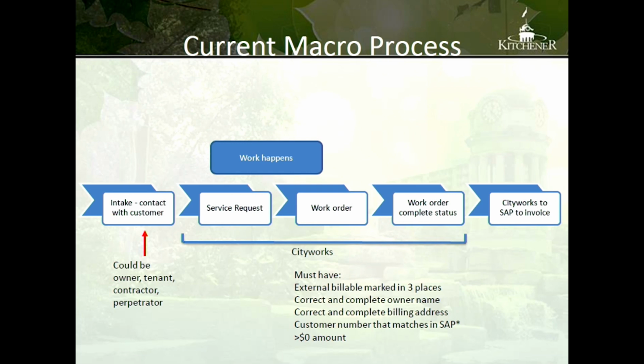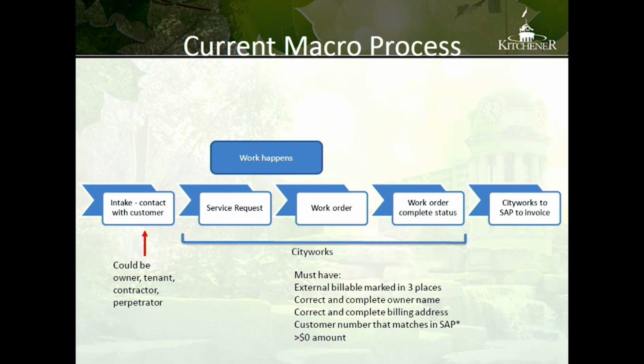So each external billable service type has a slightly different process, including who performs each step and where the data comes from. However, they all have these same basic macro steps in common. The process starts with the initial contact with the customer. And customers could be the owner or the tenant of a property, a contractor or developer, or a perpetrator, such as someone responsible for running over a street sign or causing a water main break.